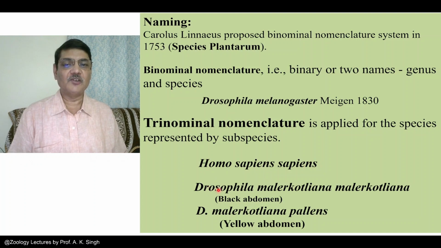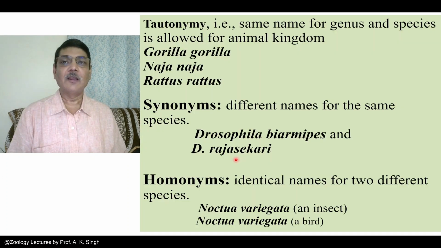There is a species Drosophila melorcartliana, and it has certain subspecies, like one is melorcartliana. So it is named as Drosophila melorcartliana, that possesses a black abdomen. Another form of it is Drosophila melorcartliana pallens, which is the yellow form of melorcartliana. That is, its abdomen will be yellow in color.